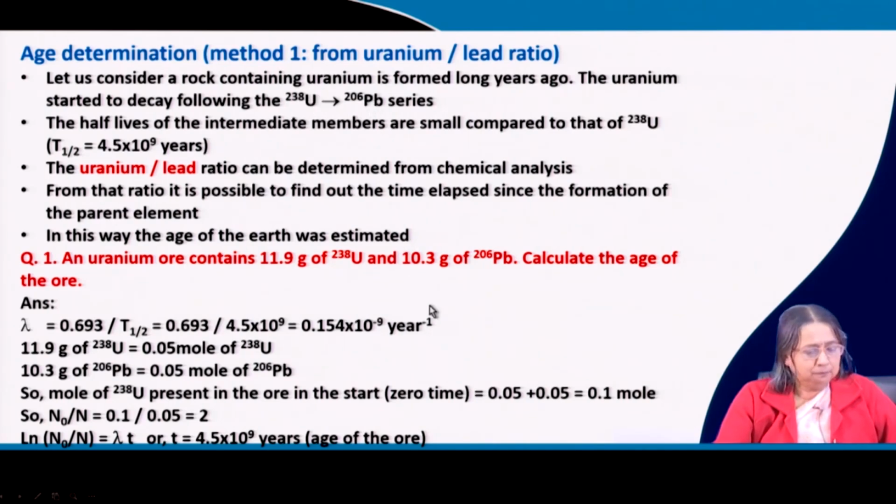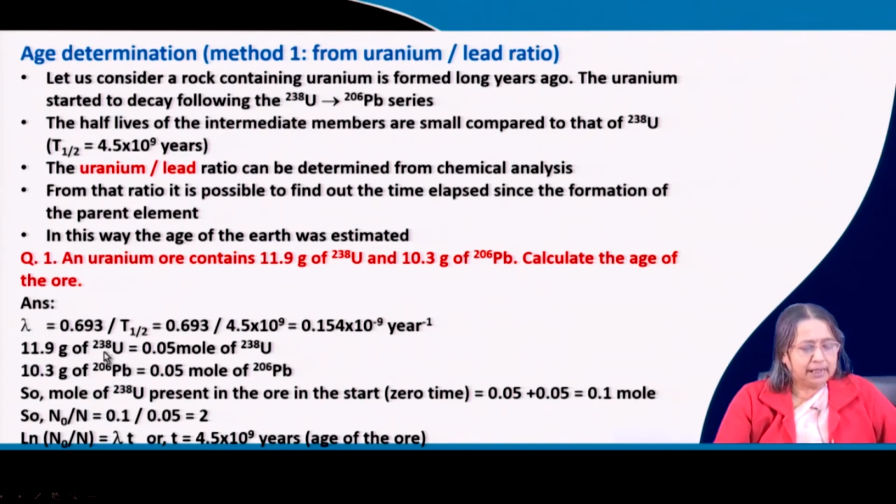This is the formula required to know T, the time elapsed. To know this we have to know lambda, n 0 and n. n is already given, how much is there at present; n 0 we have to find. Lambda is 0.693 by T half, which is given, so we can easily find lambda.